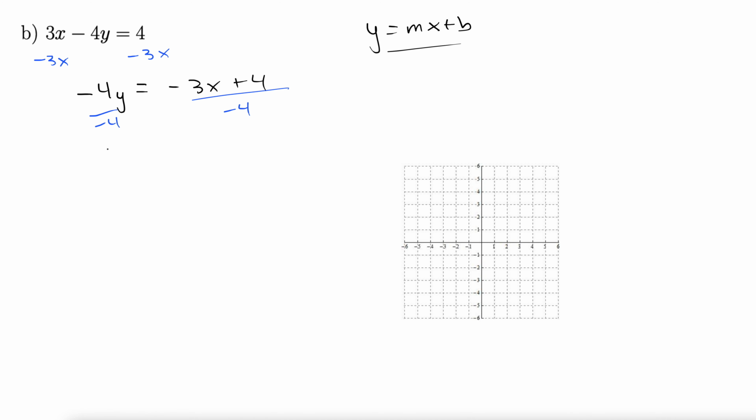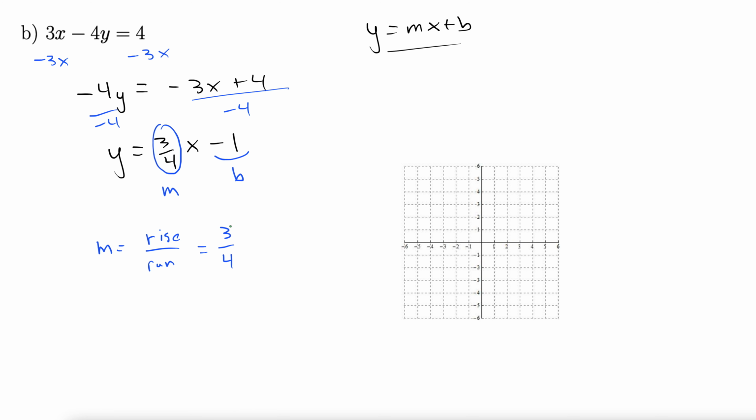What does that give us? y equals negative 3 divided by negative 4 is positive 3/4 x minus 1. There we go. So then 3/4 is our slope, and our y-intercept is negative 1. Okay, let's examine the slope a little more closely here. Remember, slope is rise over run, and in that case we have 3 over 4.